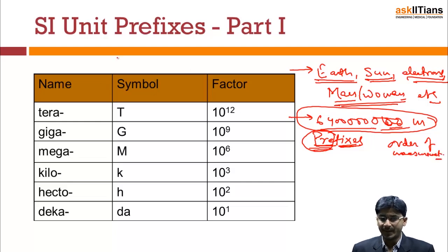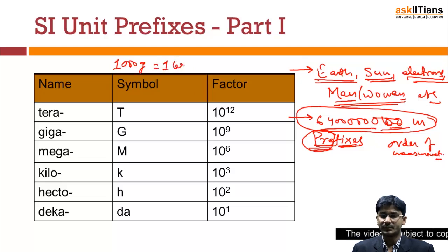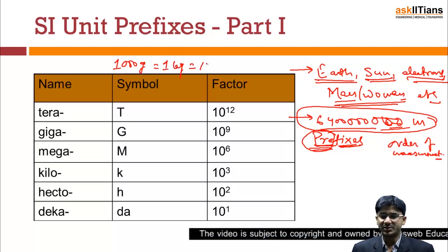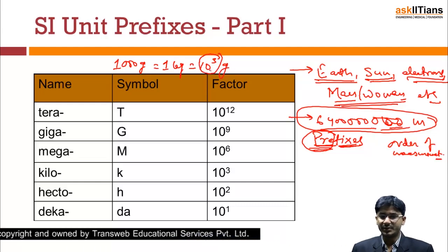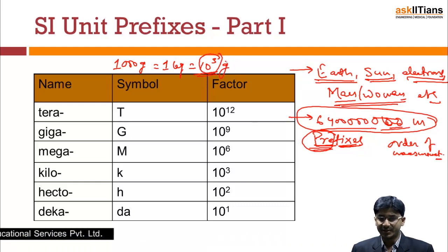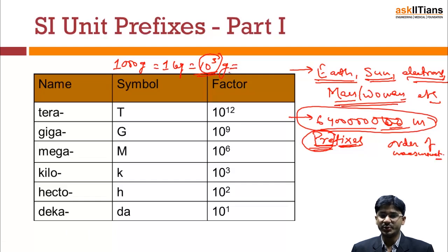Now we know that 1000 gram is equal to 1 kg. You can also write it like this: 10 to the power 3 gram. So this 10 to the power 3 we represent not in numerical terms; we will now start using the units that you have used. The unit for this was kilo. That is, if you write kg, you actually mean this many grams.